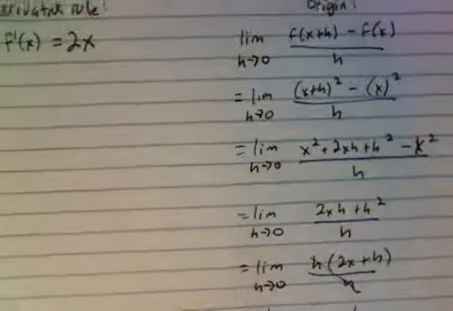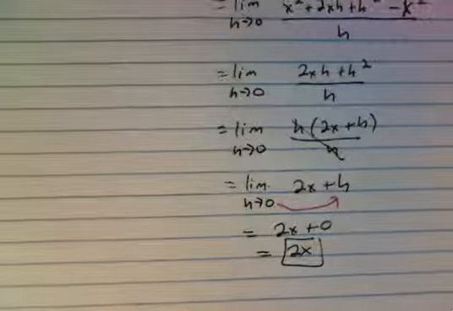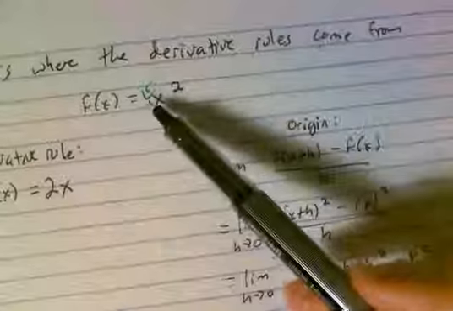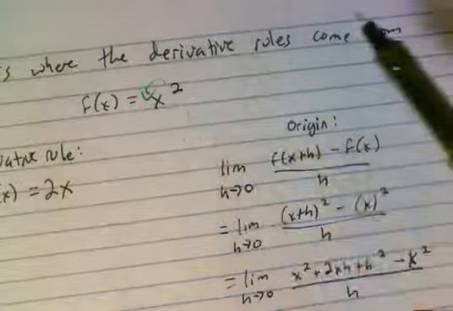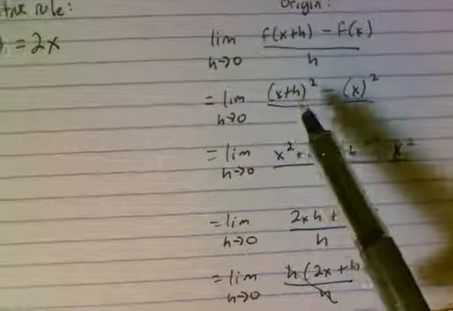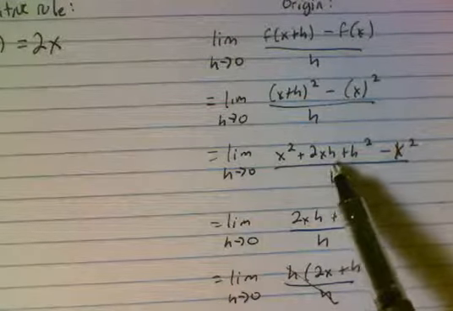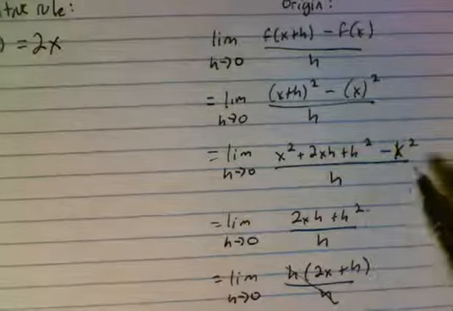Now, basically what mathematicians did was they just did a whole bunch of these limit problems until they found out that there was a pattern, and that pattern was just to bring the exponent down and then subtract 1 from the exponent. And there's a reason for it. It's coming out of the binomial formula. This part right here, notice how when we expand it we have 2xh's, and that's where our 2x is coming from. Everything else ultimately goes away.